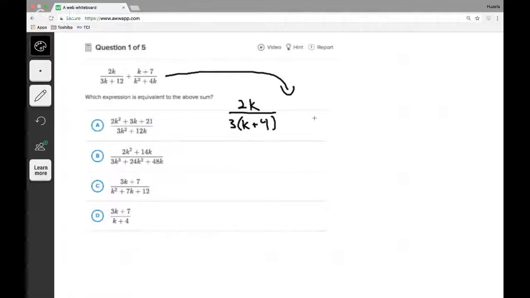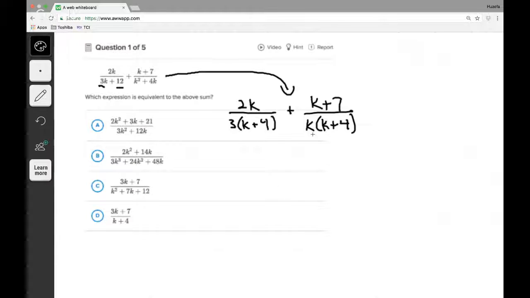Here we go. Okay, so we've got 3 times k plus 4 in the denominator. You see how I pulled the 3 out of this 3k and this 12, so we have k plus 4 left. Plus, I'm going to do the same thing over here, with k plus 7 on top. And what can I pull out of there? I can pull out a k out of both terms, so k times k plus 4 in the denominator.